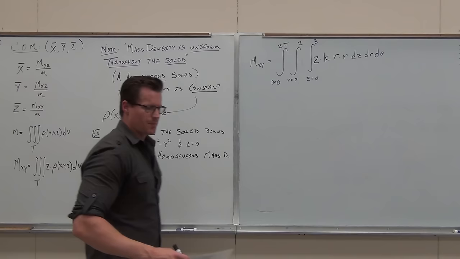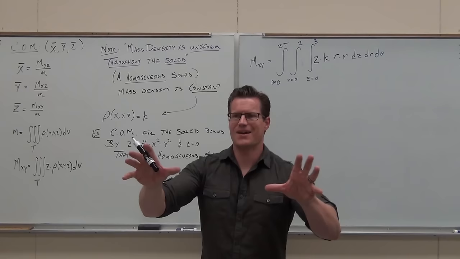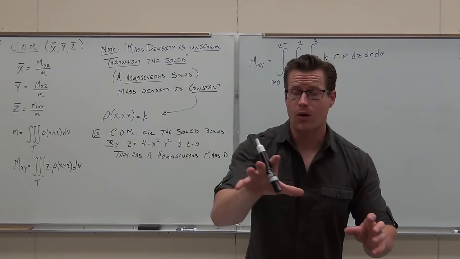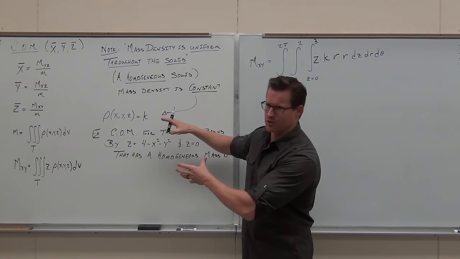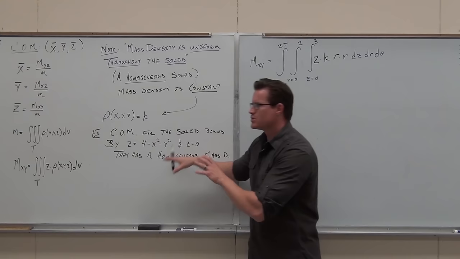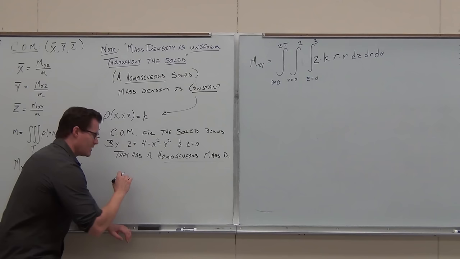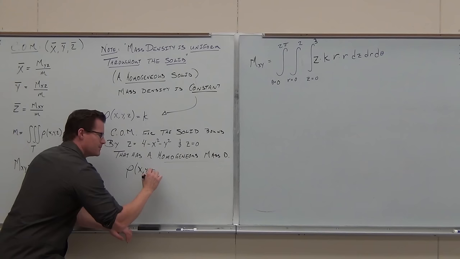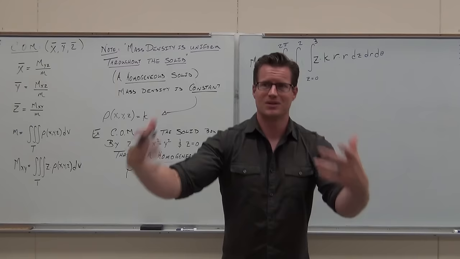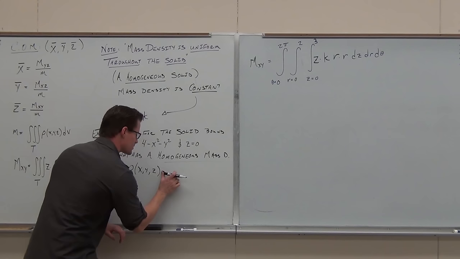Center of mass for the solid bound by these two functions of z, hey, convenient, that has a homogeneous mass density. The first thing I want you to do when it says find center of mass: you're dealing with mass, and it gives you a solid, which is the region for a triple integral, but I want you to define the mass density function. That's the first thing we did last time. It says this has a homogeneous mass density, so what is the mass density function going to be equal to? Just K. It's not based on any distance, not based on Z, not based on R, it's just K.